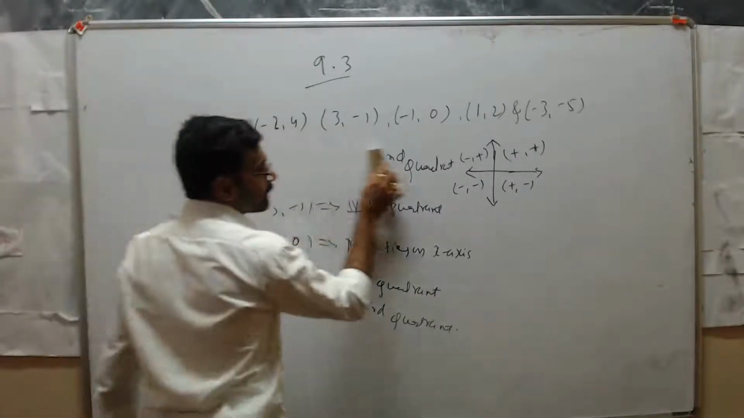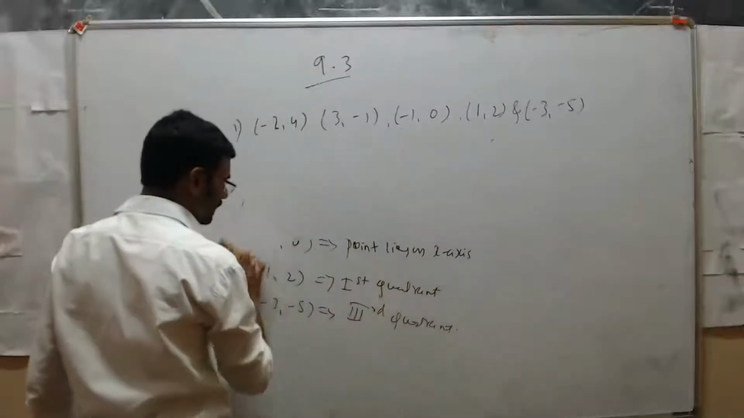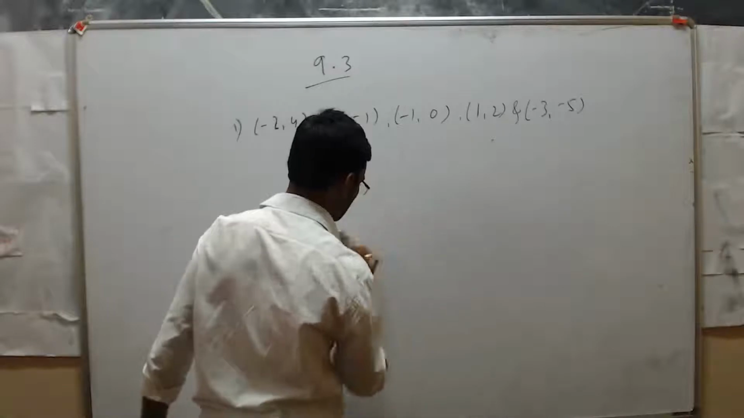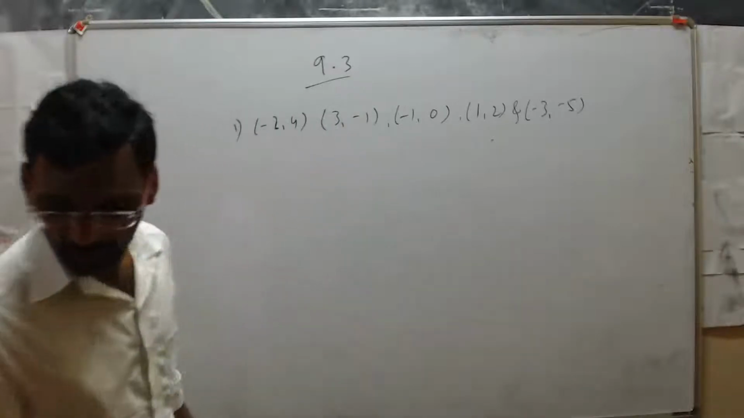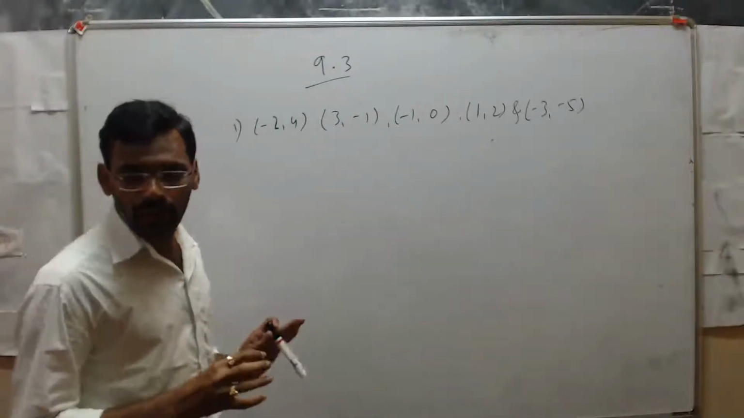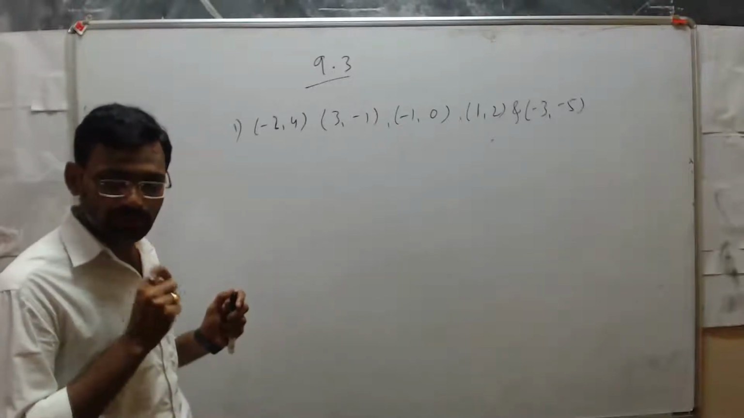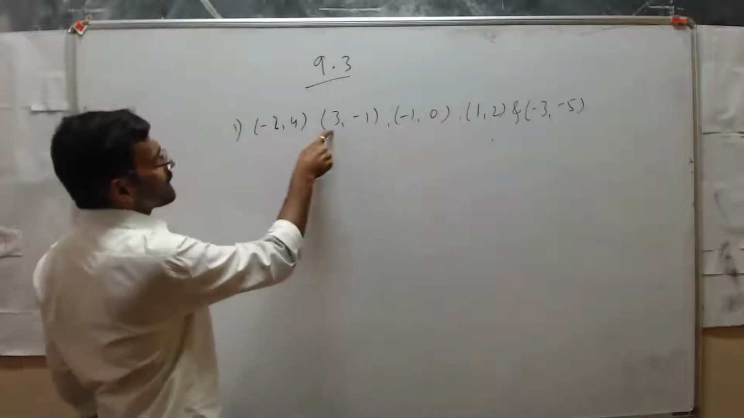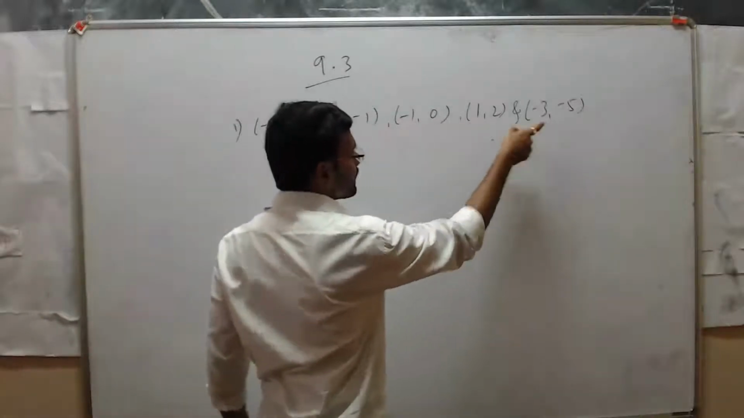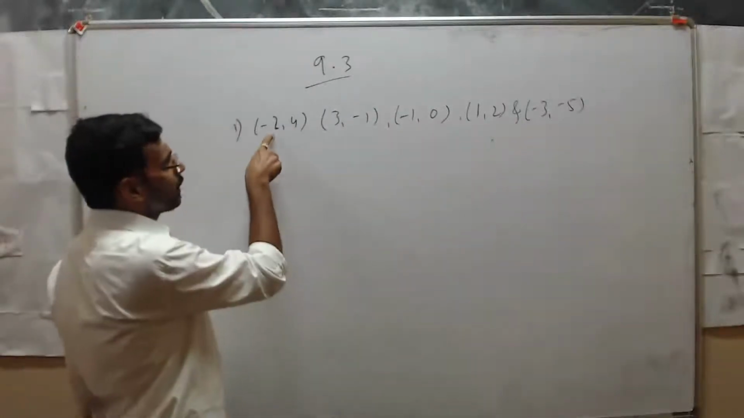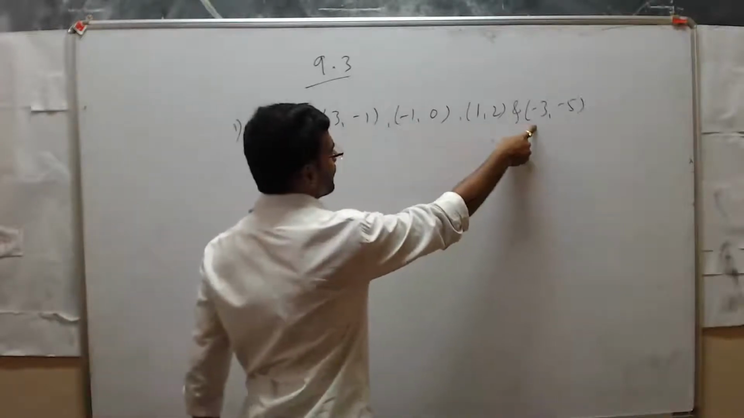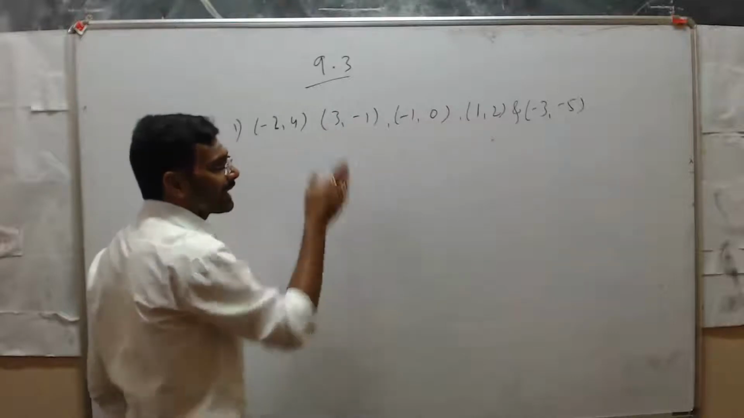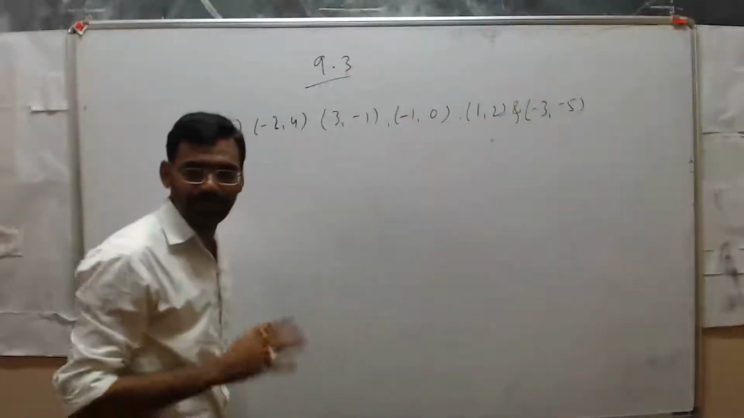Now we have to represent all the points on the Cartesian plane. To draw a Cartesian plane, we should first understand that in the x axis, which one is the larger number? -2, -3, +3. In positive, +3 is the larger number. In negative, -3 is the larger number.